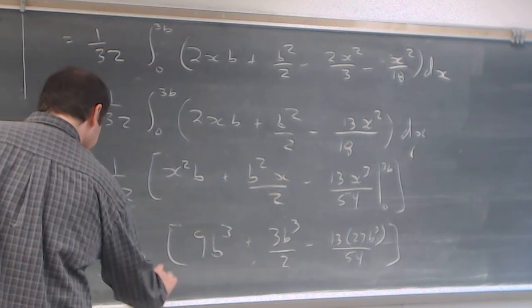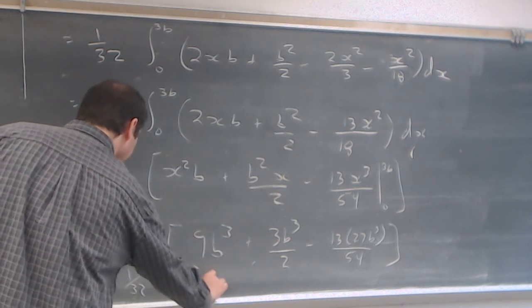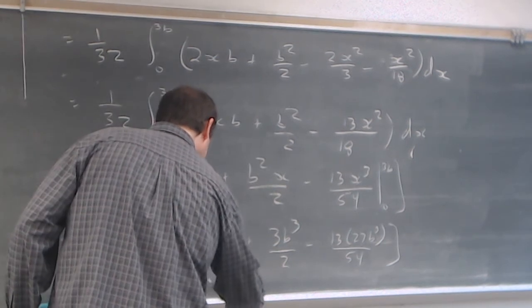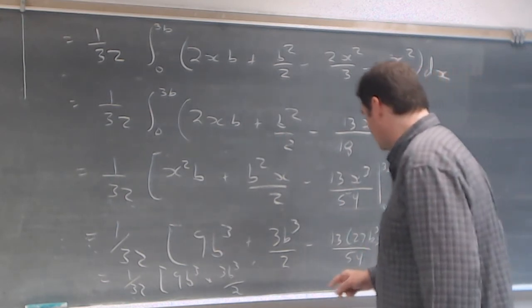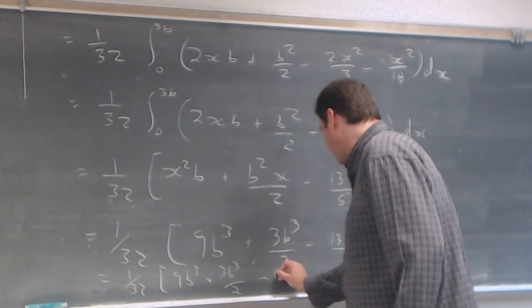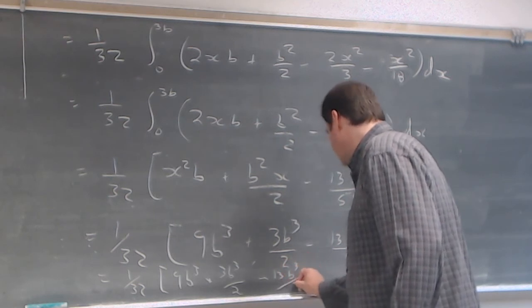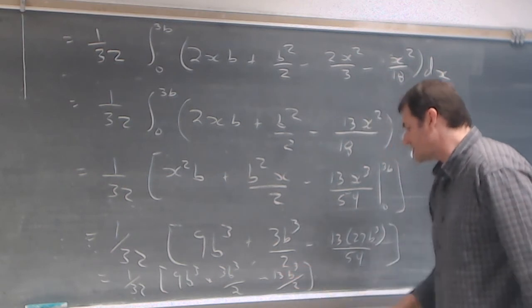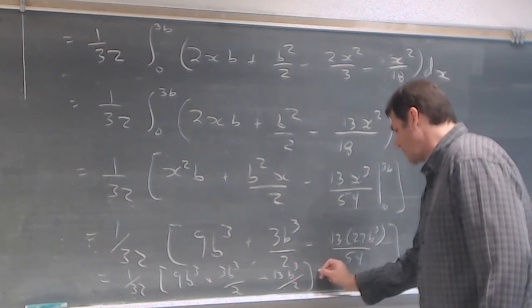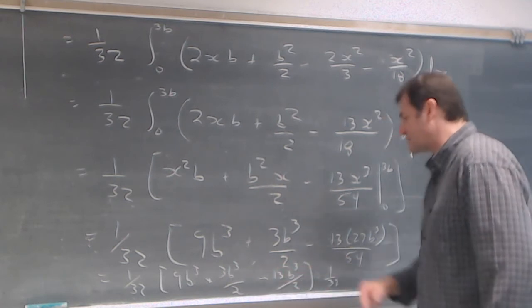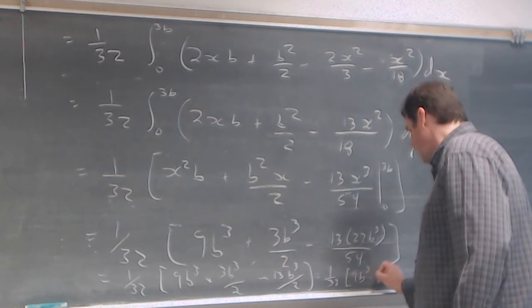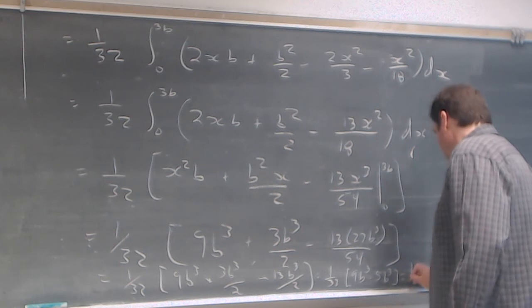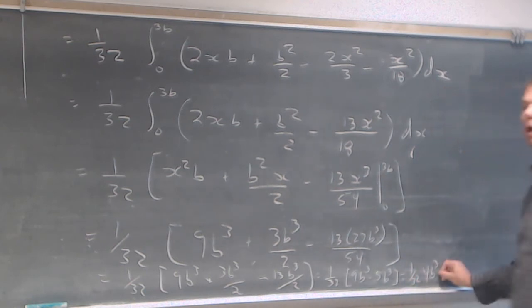That's equal to 1 over 32. This is 9b cubed plus 3b cubed over 2. And then here, the 27 and the 54 cancel with each other to leave a 2 in the bottom. So it's minus 13b cubed over 2. The 3b cubed minus the 13b cubed, each one of them over 2, leaves a minus 10b cubed over 2, so that's a minus 5. So it ends up being 1 over 32, 9b cubed minus 5b cubed, and sure enough, that's 1 over 32, 4b cubed, which is what we had previously. So they give the same answers.